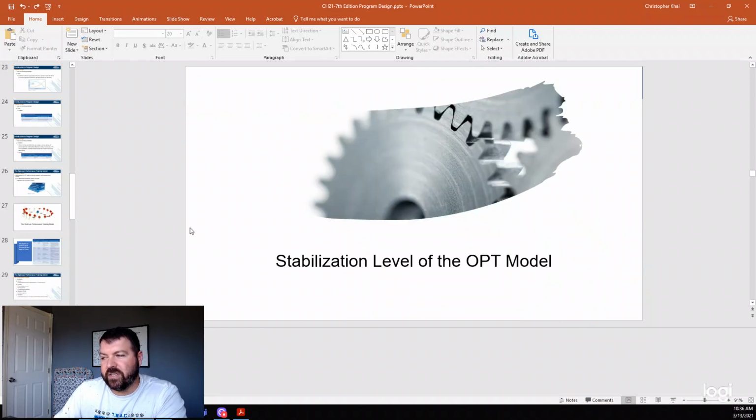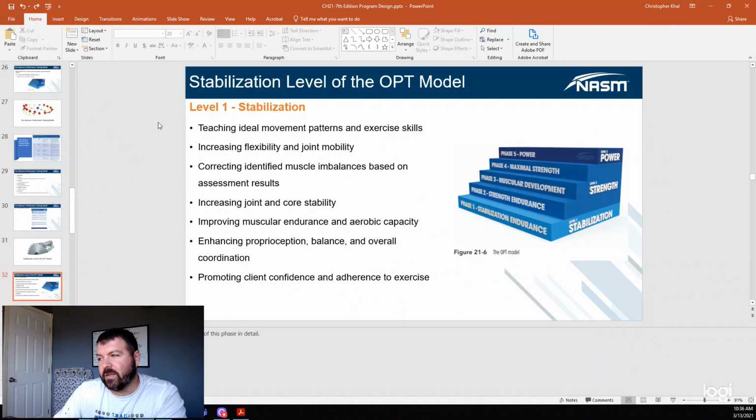All right, stabilization level. Okay, so we break it down a little bit more in depth. The stabilization endurance phase teaches ideal movement patterns, increases the flexibility and mobility of each joint, and corrects identified muscle imbalances based on assessment results. All this is just fundamentals. Okay, making sure your fundamentals are solid. Because if they can't move properly because they don't have good joint mobility with their ankles, they're not going to be able to do anything.